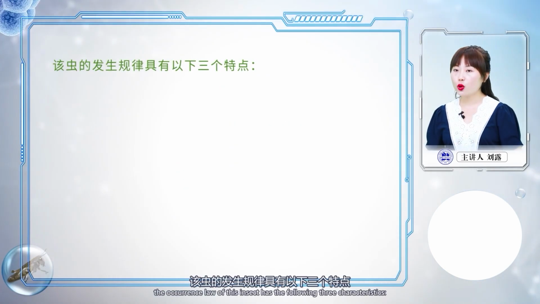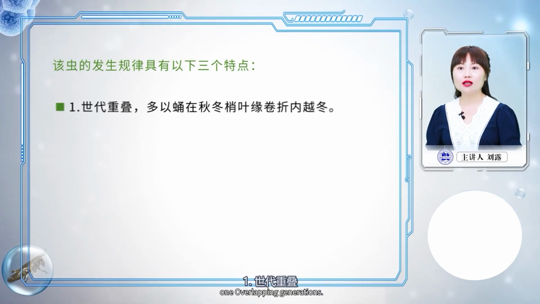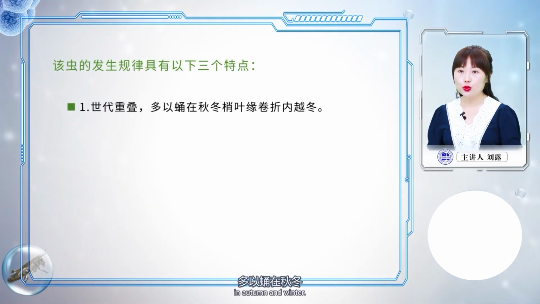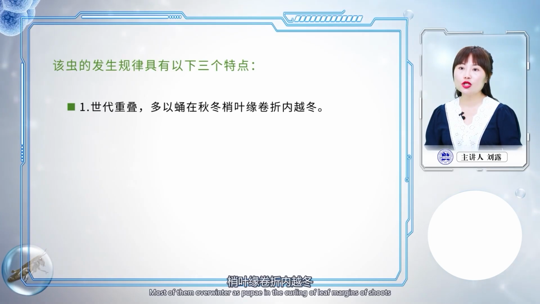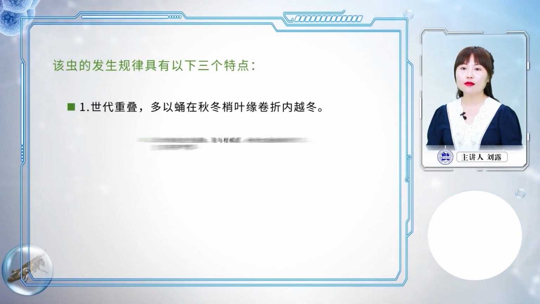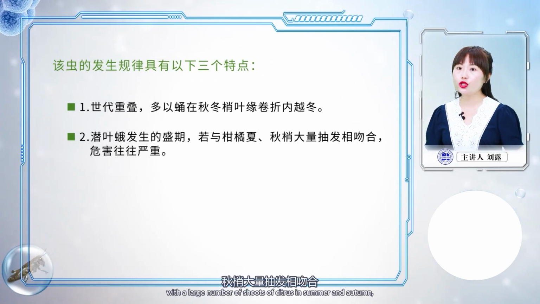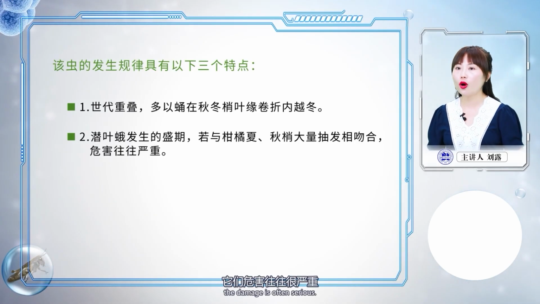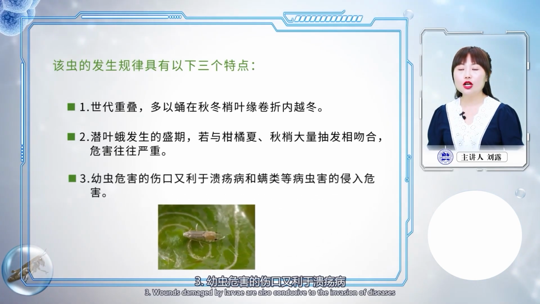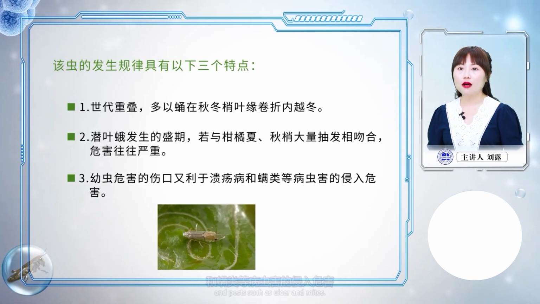In summary, the occurrence law of this insect has the following 3 characteristics. 1. Overlapping generations in autumn and winter. Most of them overwinter as pupae in the curling of leaf margins of shoots. 2. If the peak period of citrus leaf miners coincides with a large number of shoots of citrus in summer and autumn, the damage is often serious. 3. Wounds damaged by larvae are also conducive to the invasion of diseases and pests such as ulcer and mites.